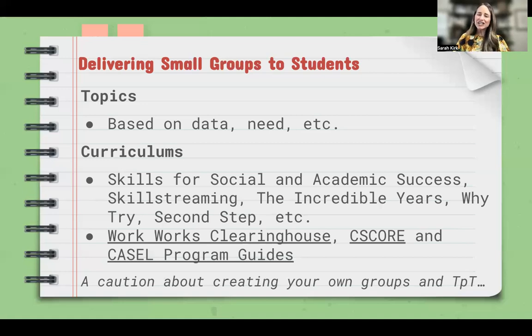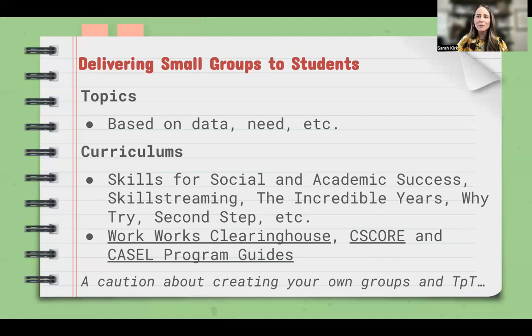Now, a quick caution about Teachers Pay Teachers. That's a popular one to find these small group curriculums, and there are some great ones out there. I have some in binders right behind me that I have used and loved and really saw great success. But some Teachers Pay Teachers curriculums are better than others. It's a really, really long continuum of the strengths of some of those available.